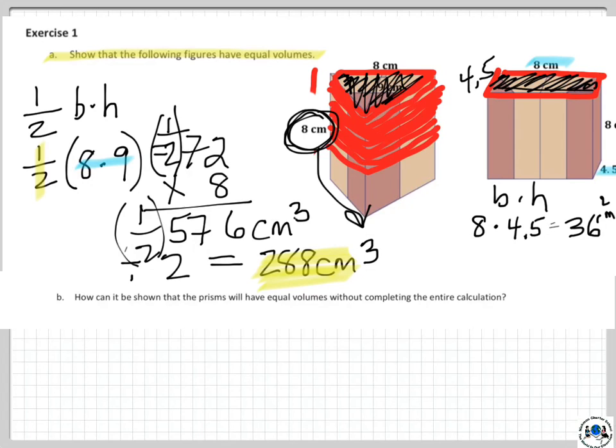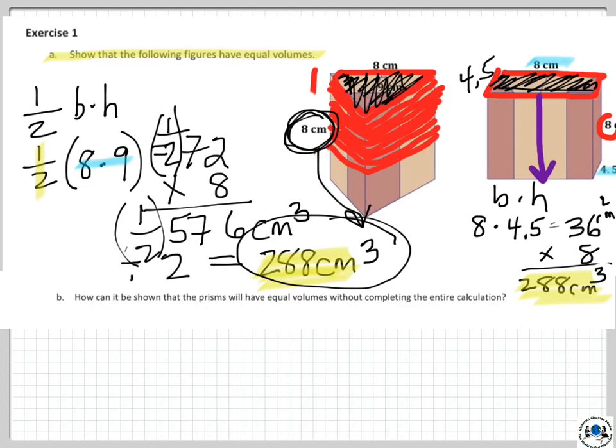Now we're going to multiply that, of course, by 8. Right over here, and if we do that, we get 288, not square, but I did these annotations before and messed up, cubic centimeters. And as you can see, the volume of this right triangular prism is the same as the volume of this right rectangular prism.